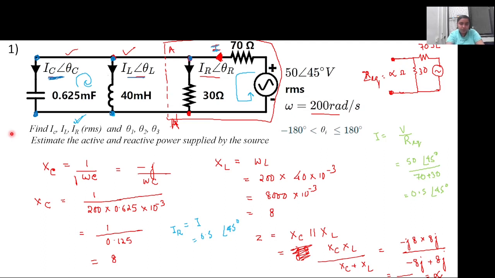Ma'am, RMS value of voltage and current means Vm by root 2. So you have to calculate everything in RMS. Like here also, this 50 magnitude is given in RMS value only. So it doesn't matter, you just have to calculate. 1.875, yes, angle minus 45. Yes, you're right.